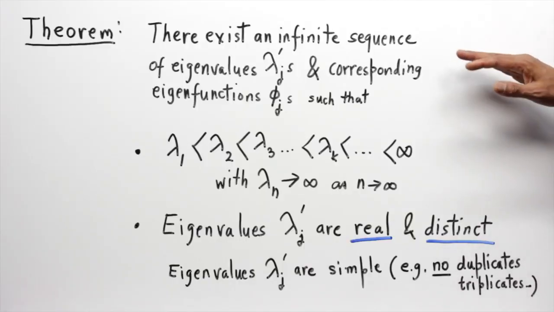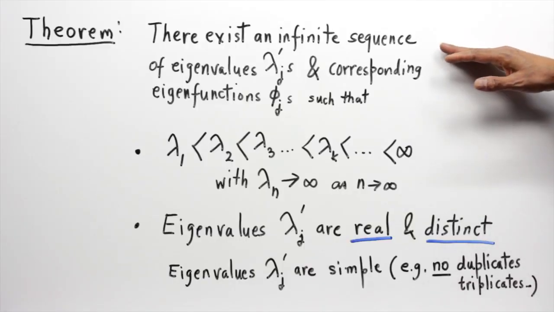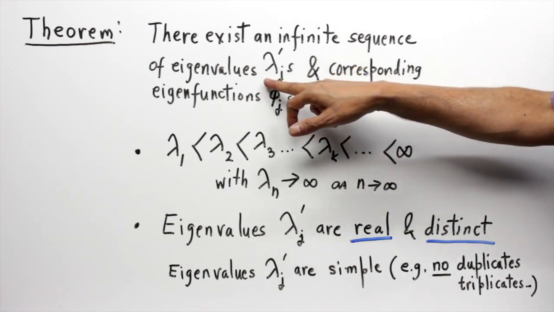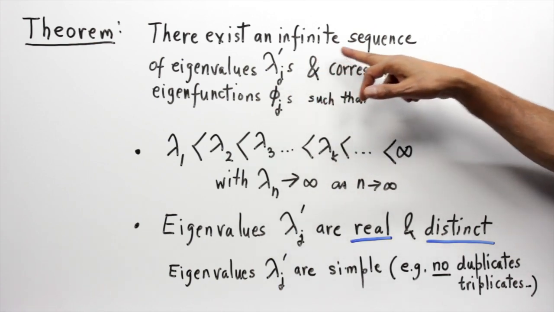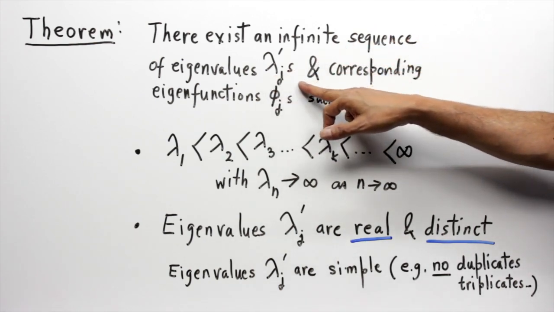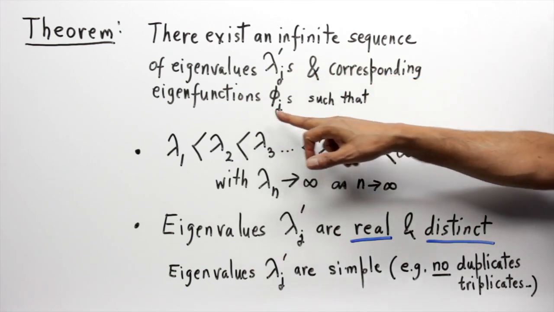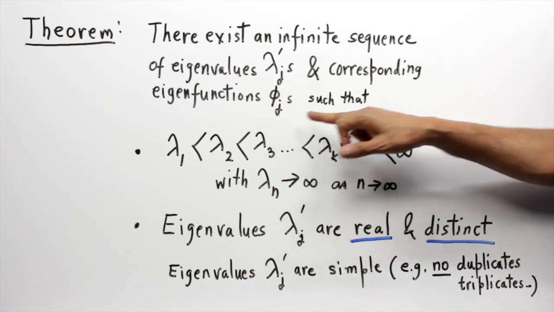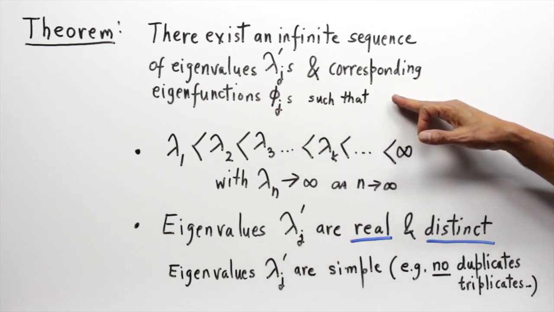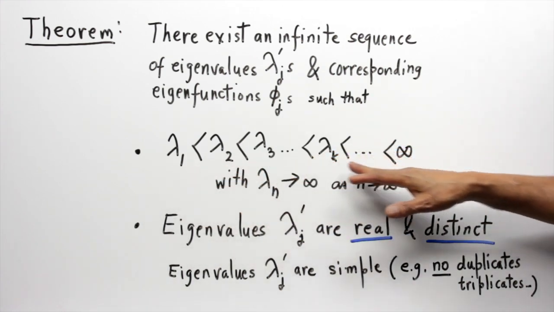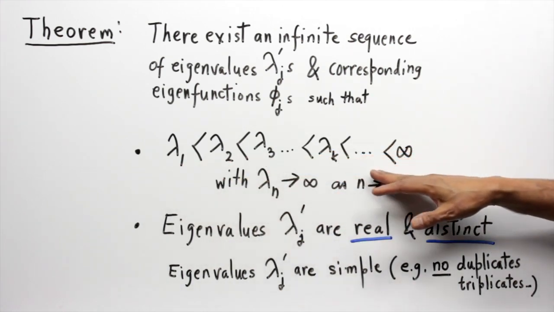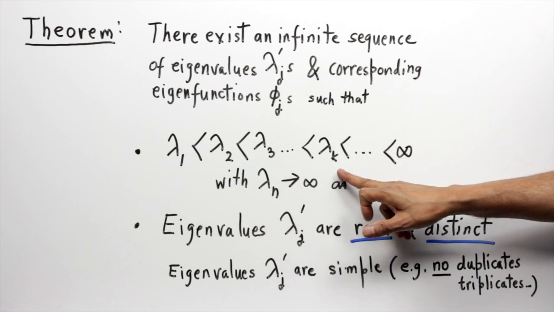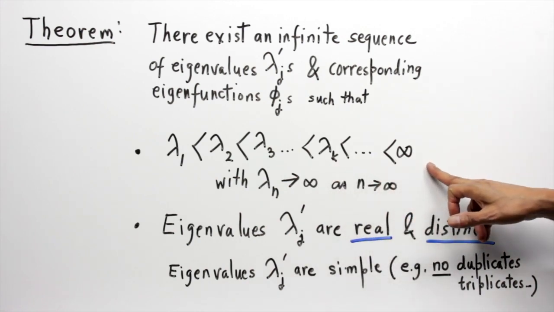So the theorem says that there exists an infinite sequence of eigenvalues. We are calling the eigenvalues lambda j, with a subscript j to label the eigenvalue sequence, and corresponding eigenfunctions, which we are also labeling with the subscript j, eigenfunctions phi j, such that the following properties hold. And so we can order the eigenvalues according to increasing values. So lambda 1 is the smallest eigenvalue, lambda 2 is the next bigger eigenvalue, all the way up to lambda k and going on, bounded by infinity.